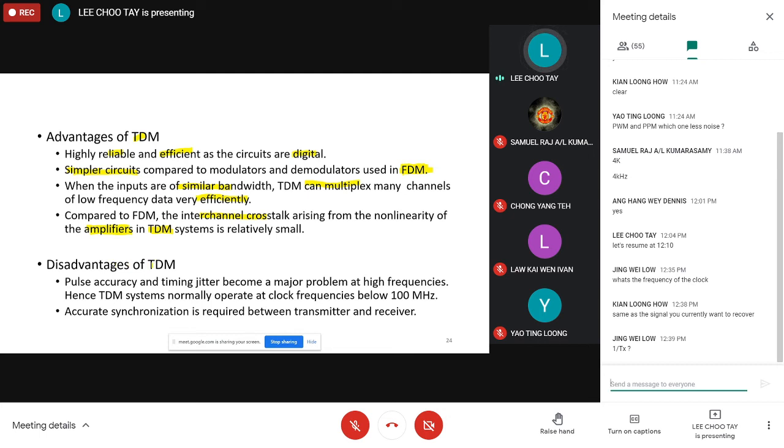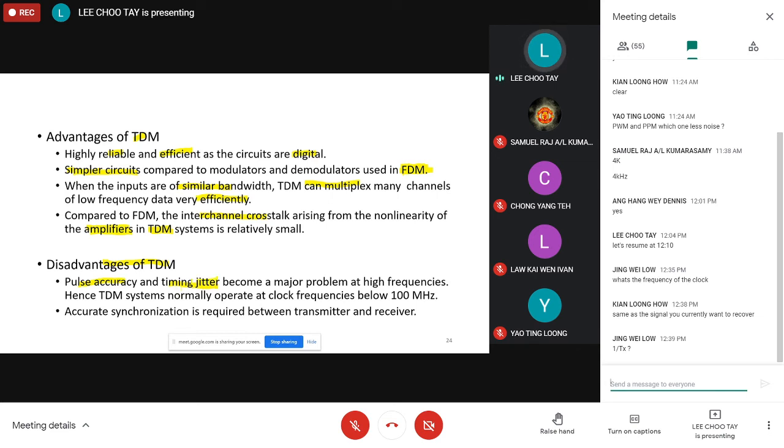And what are the disadvantages of TDM then? Okay, again, because TDM depends a lot on your sampling pulses. So therefore, the accuracy of the pulse that you generate is very important. And also, if the pulse is not generated at the right time and lasts for the right duration, then it will give you a timing jitter. All right, timing jitter.